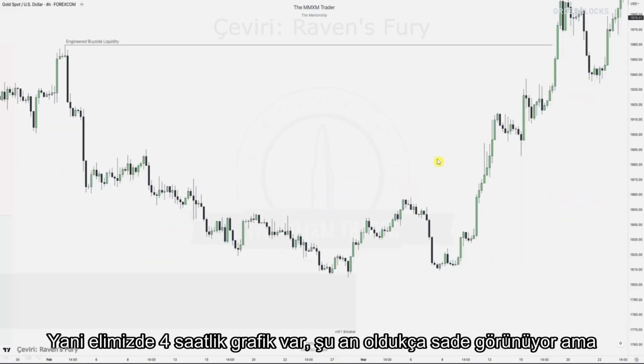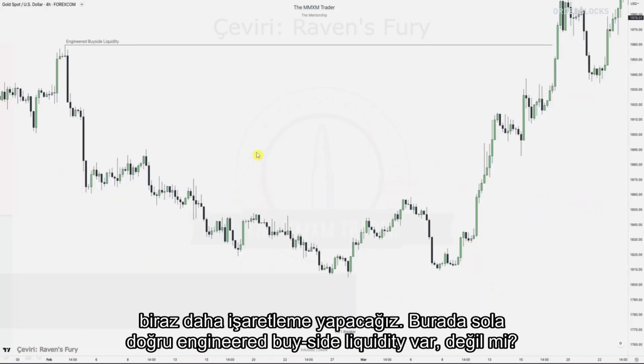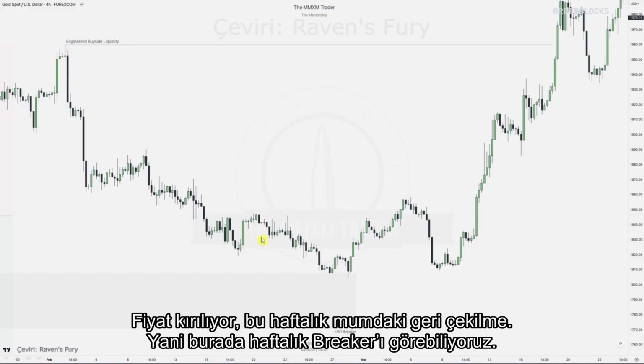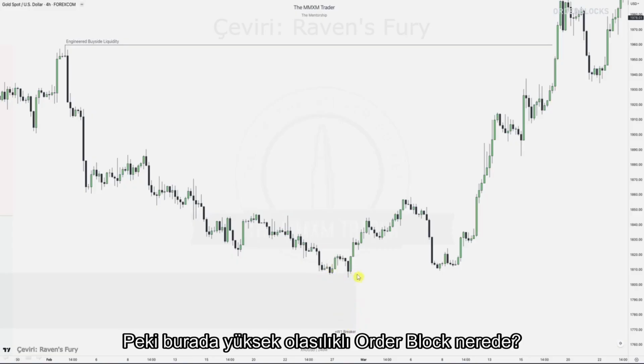All right, so we've got a 4 hour chart. It's pretty naked right now, but we're going to annotate a little bit more once we go on. Engineered buy side liquidity to the left of here, right? Price breaks down. This is the retracement on that weekly candle. So we can see the weekly breaker down here. Now, where is the high probability order block over here?